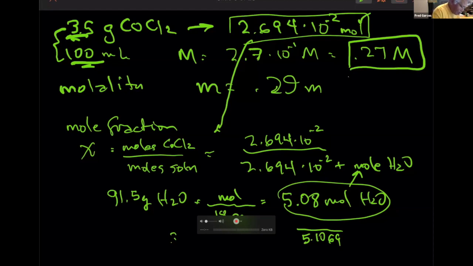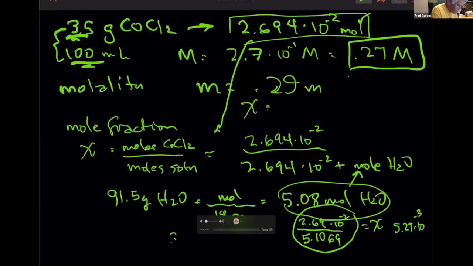And remember, this fraction right here, you don't multiply it by anything. This fraction should be less than 1. If it was 1, you've got a pure substance. If it's less than 1, it's a mixture. This particular case is 5.27 times 10 to the minus 3. So my mole fraction here using 2 significant figures.